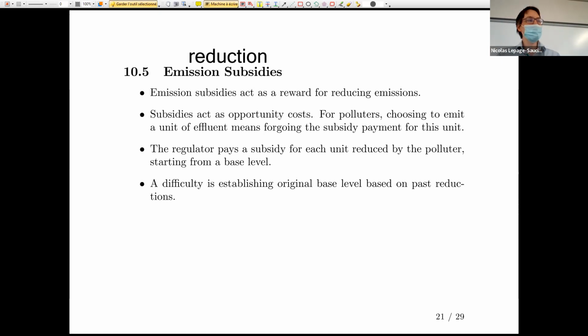So it's not even that you pollute until the point where the marginal abatement cost is zero, you pollute even beyond this. So you lose money by burning too much stuff just to make sure that you make more money in the future. So that's really not, yeah, the hope is that not too many polluters think in this way, but who knows? Yeah, so that's the key. So the difficulty is establishing an original base level based on past reduction.